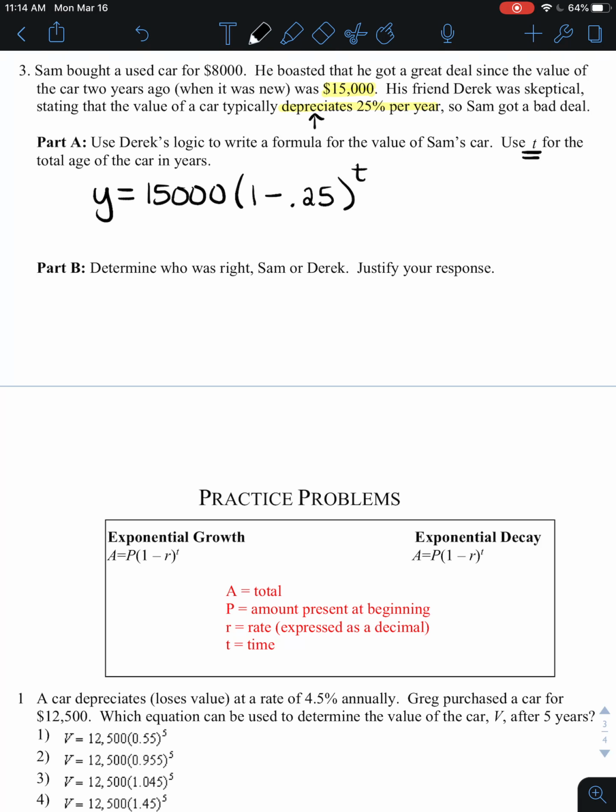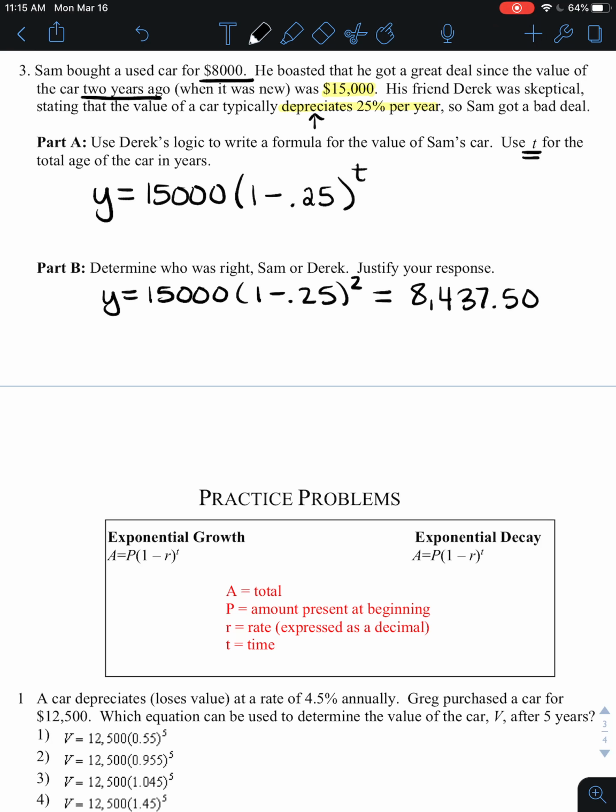Now we have to determine, well, who's right? Did Sam get a good deal, or is Derek correct? Did Sam not get a good deal? So Sam bought the car for $8,000 after 2 years. So now let's see if this is a good or bad deal. So let's take our $15,000 initial amount of the car, take the 1 minus 0.25 and raise it to the 2, since that's how much time we're trying to analyze. How much was this car worth after 2 years? If you type this into your calculator, I'm going to round to the nearest cent, $8,437.50.